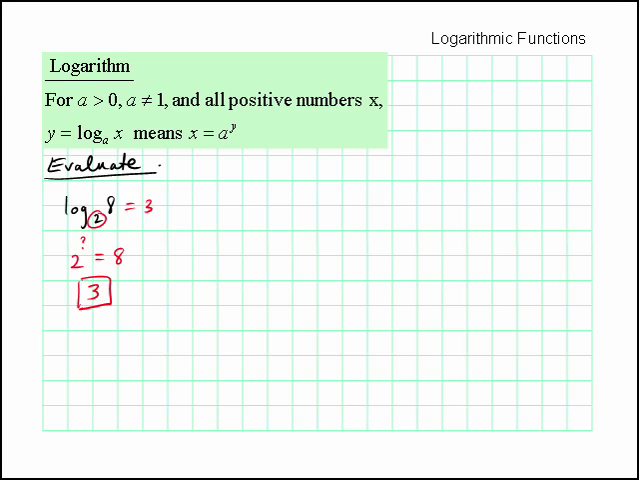Here's another one. Log base 4 of 16. Okay, so what it's asking is the base 4 to what exponent will give us 16? And that would be a 2. 4 squared is 16, and so this logarithm equals 2.